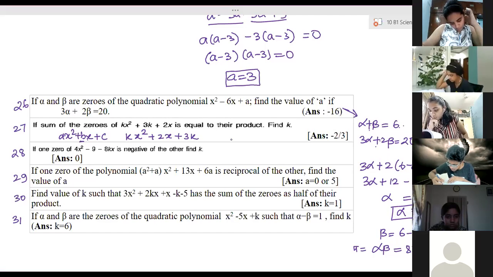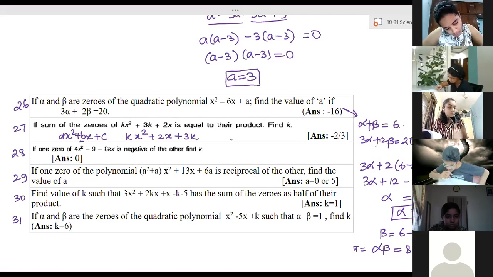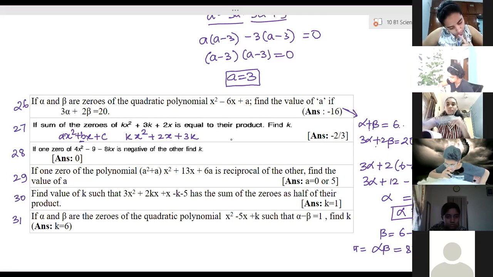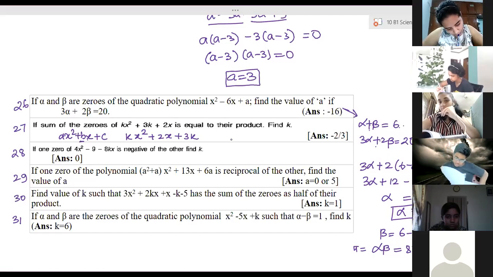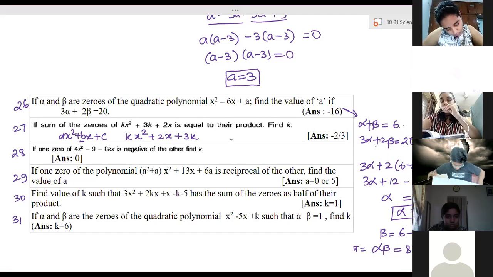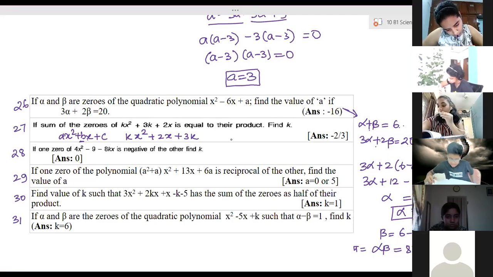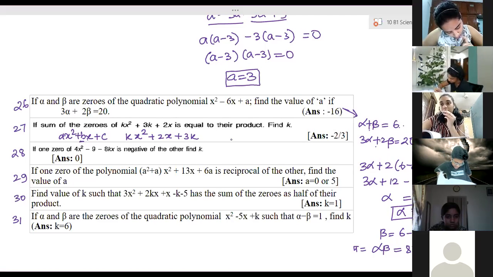Everyone able to solve? Anyone facing a problem? Ma'am, the 28th question. One zero is the negative of the other, so alpha is equal to minus beta. Take minus beta to the LHS: alpha plus beta is equal to 0. So what is alpha plus beta? Minus B by A.